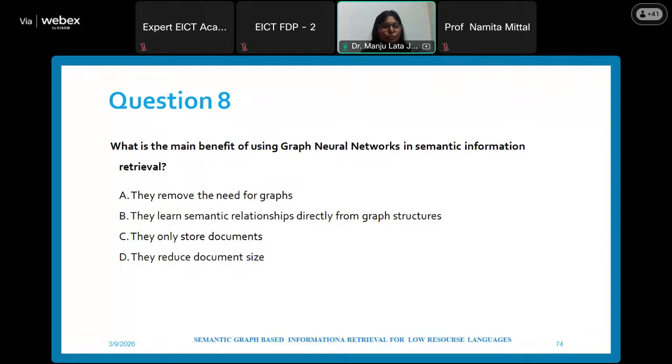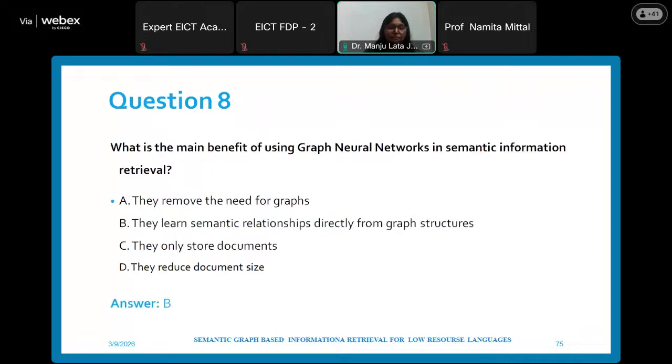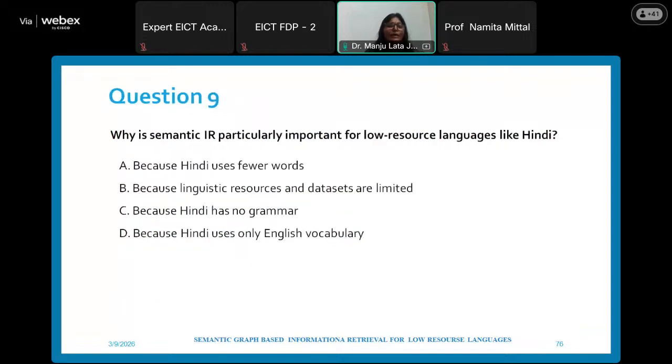Based on the GNN architecture, I have a few questions. What is the main benefit of using graph neural networks in semantic information retrieval? They remove the need for graphs, learn semantic relationships directly from graph structures, they only store documents, or they reduce document size. So the answer is to learn semantic relationships directly from the graph structures.